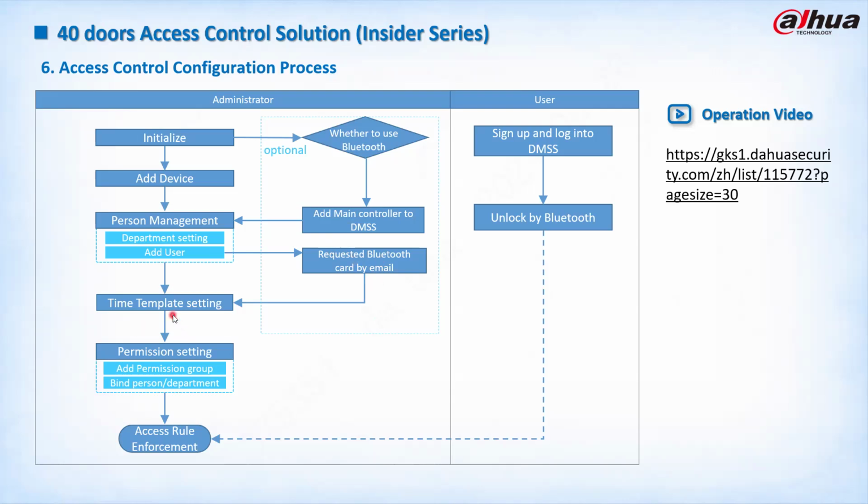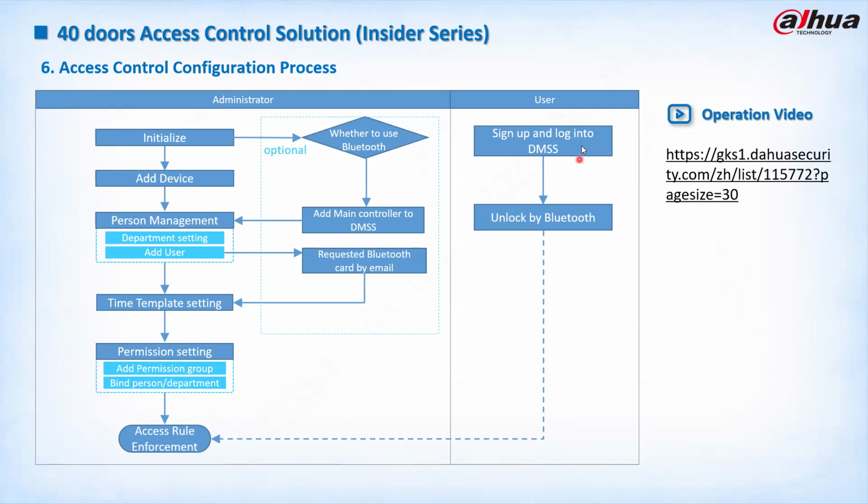Once that's done, you go to assigning the permissions, either to the permission group or the individuals. Then you bind those permissions to the persons of the department. Once that's done, you can go again and access the rule enforcement.